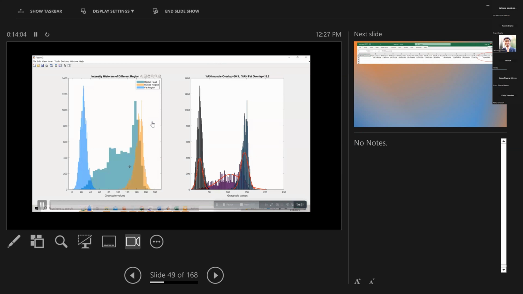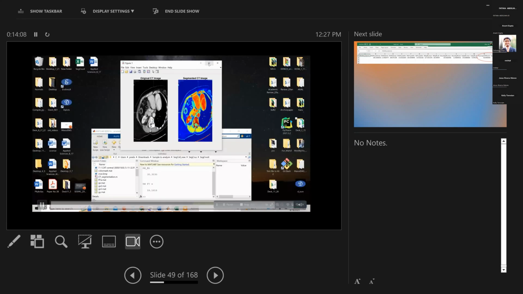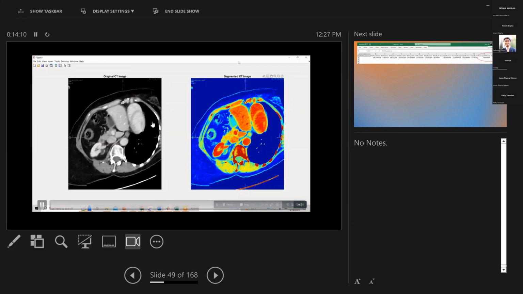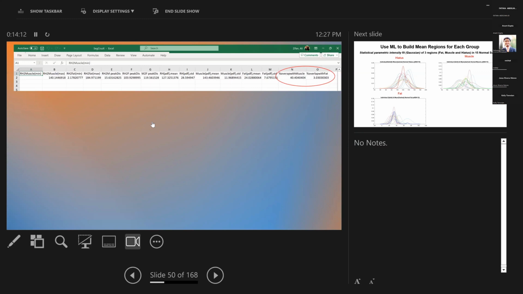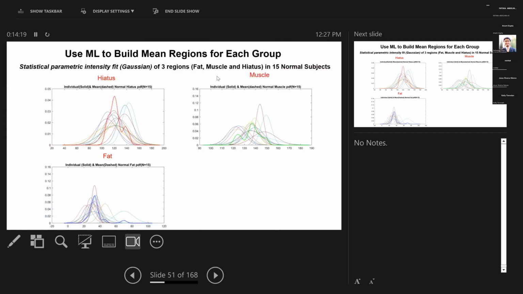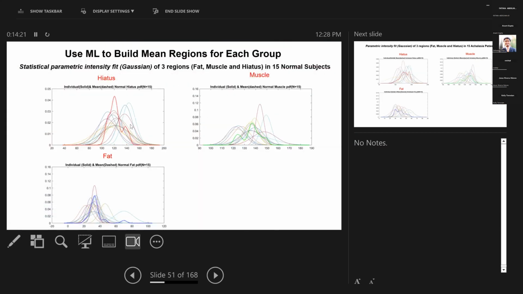And we are interested to see the overlap between the fat and muscle regions and the hiatus. And it also gives you a segmentation of your CT image. The output you can get is a quantitative output. One of the good features is the overlap of the hiatus region with muscle and overlap with fat. So you can repeat this for 50 normals. The solid lines are each individual normal. Then you can use machine learning to get the mean of each region for the normals.